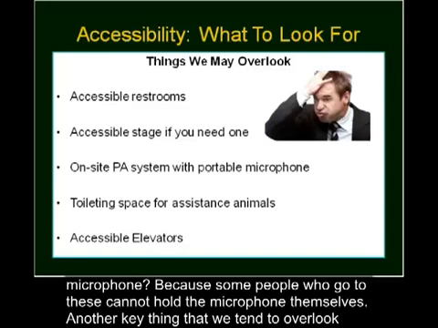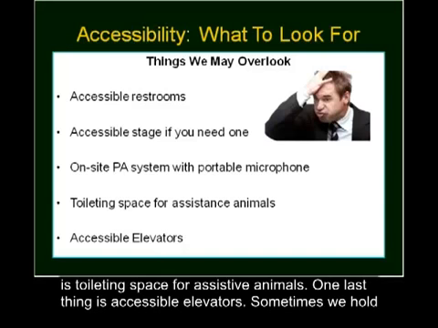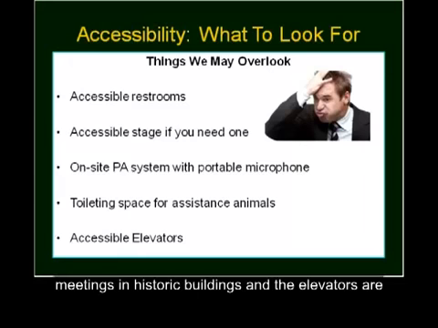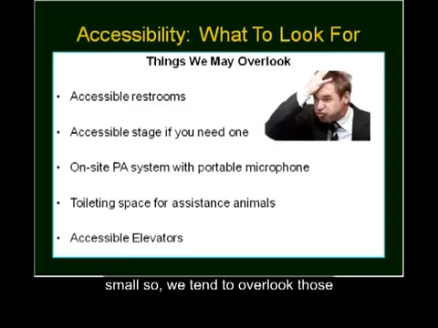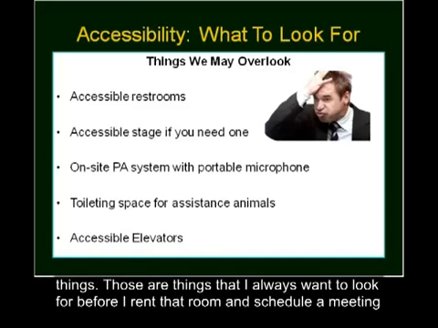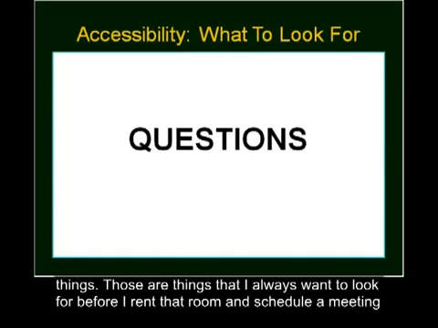Another key thing that we tend to overlook is toileting space for assisted animals. And one last thing is accessible elevators. Sometimes we hold meetings in historic buildings, and the elevators are small, so we tend to overlook those things. So those are things that I always want to look for before I rent that room and schedule a meeting in it.